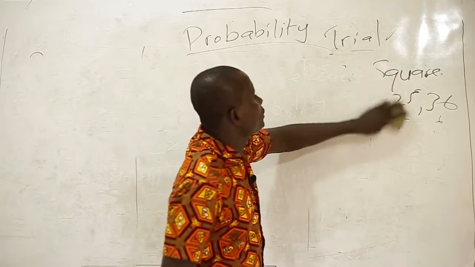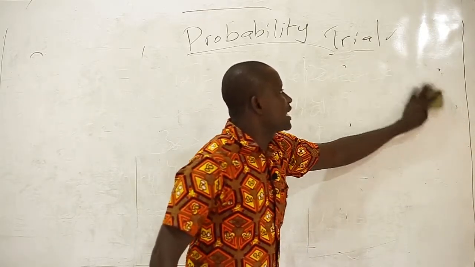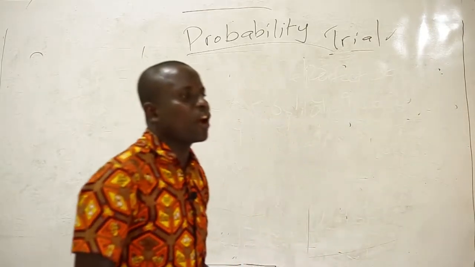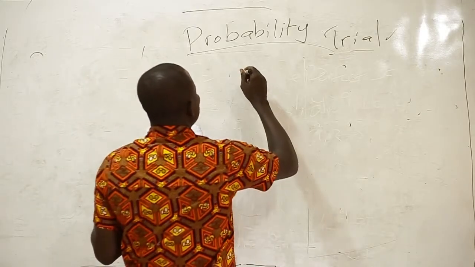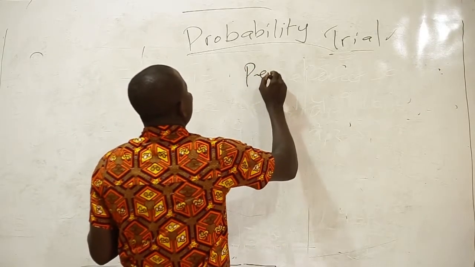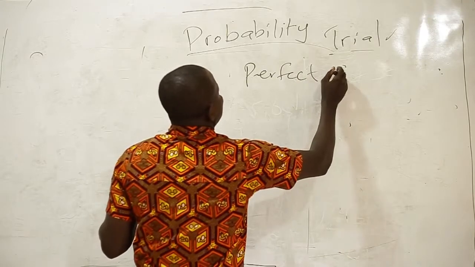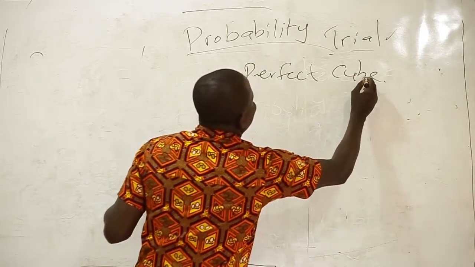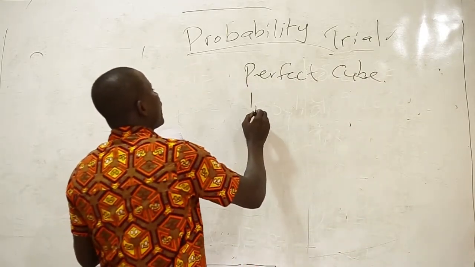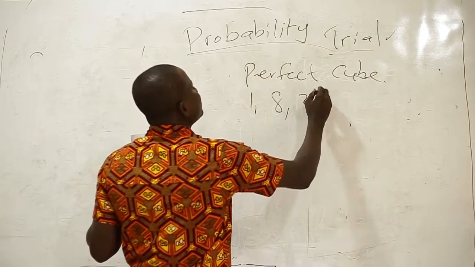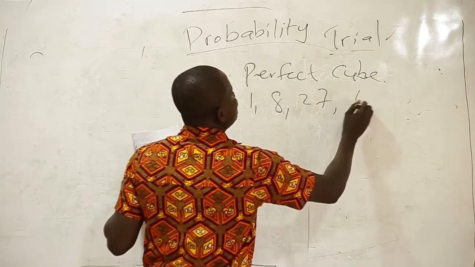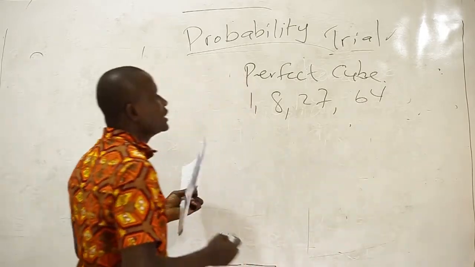We have perfect cubes. Perfect cubes are numbers. I've spoken about perfect squares, okay? So we are moving to perfect cubes. What are the numbers? In the same way, I have 1, 8, 27, 64, and so on and so forth, 125.